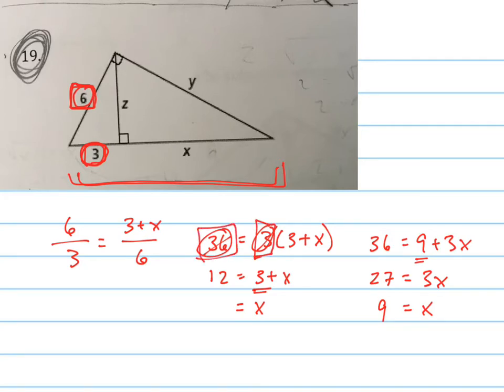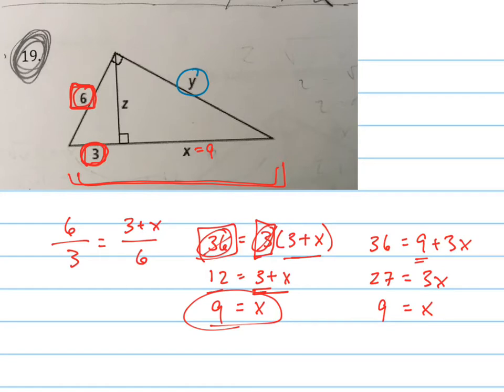I'm dividing both sides by 3, and I get 12 equals 3 plus X. And then I subtract 3 from both sides, and I get 9. In my opinion, that was easier, but it's okay if it wasn't. So X equals 9. All right, now that I know what X equals, I can do the exact same thing, but now with Y.